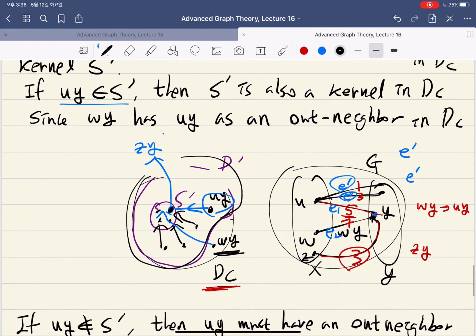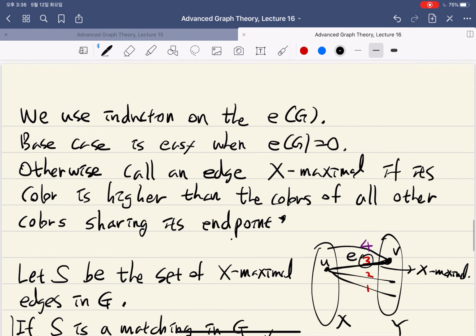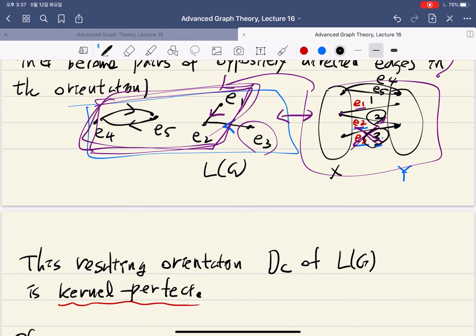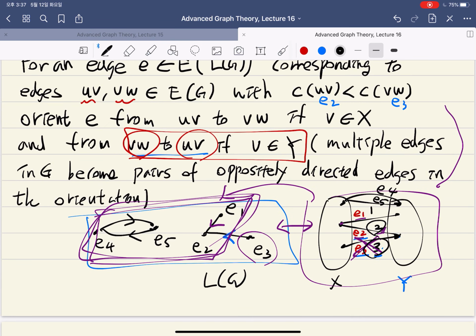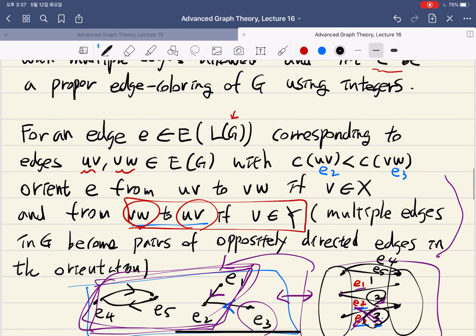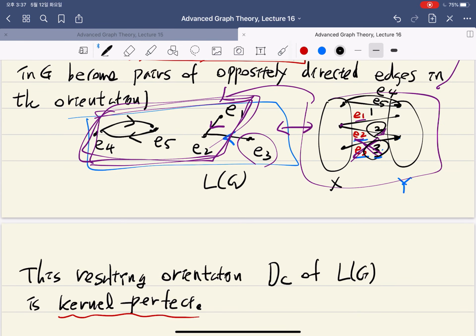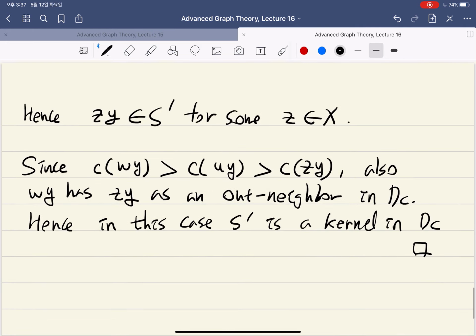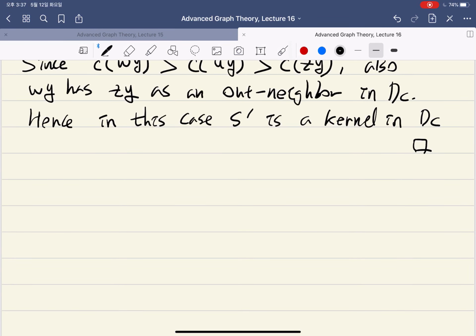So this shows that for this given orientation given by this rule, we can always find a kernel. So such an orientation is kernel perfect. So now we are ready to prove the theorem by Galvin.